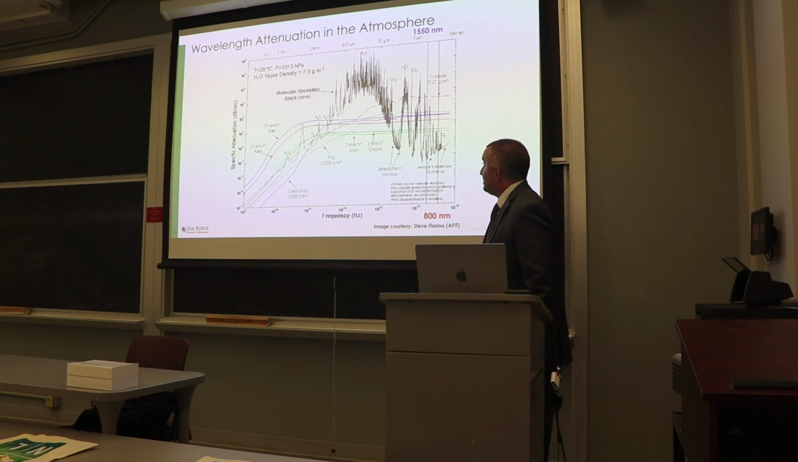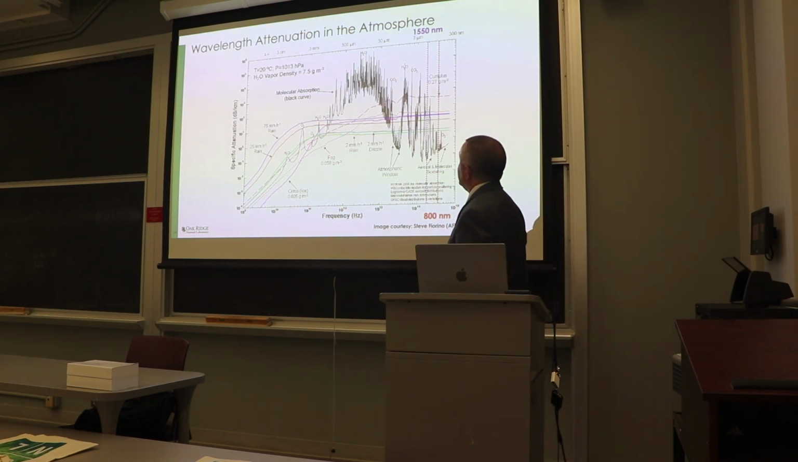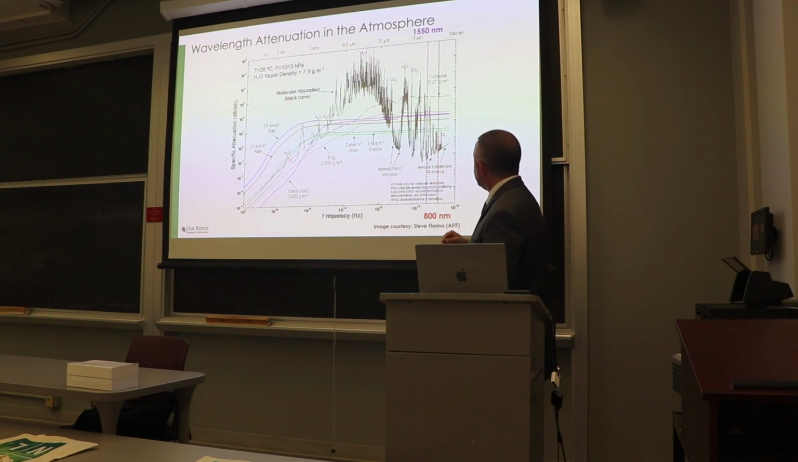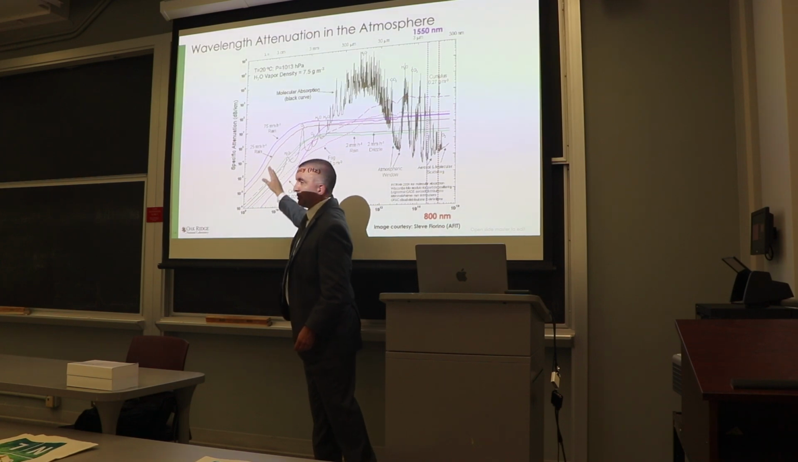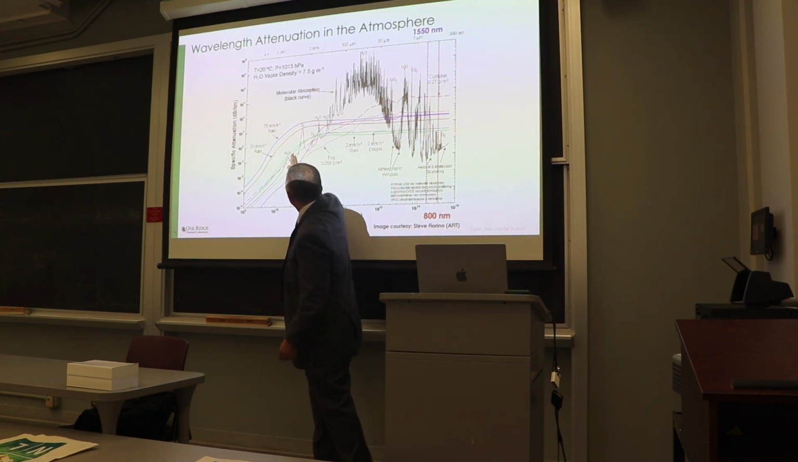Okay, so a little bit on attenuation of signals in the air, of EM signals. So bottom here, the frequency. On this left side is generally where your radar ranges are. X-band is about here. K-band is here.